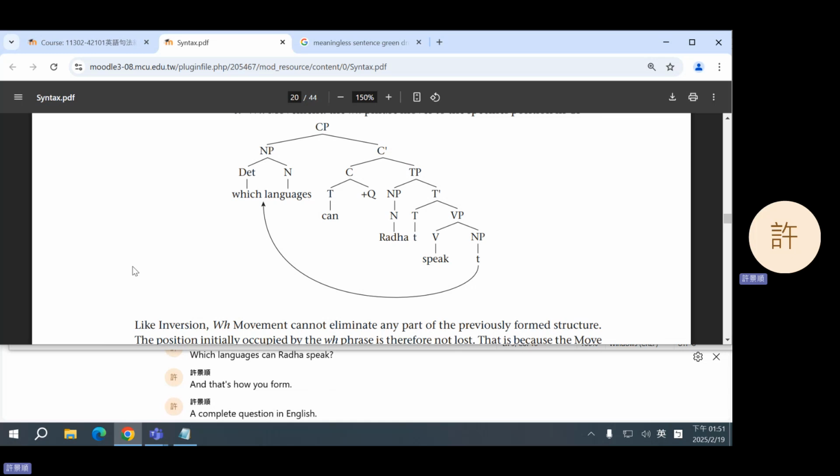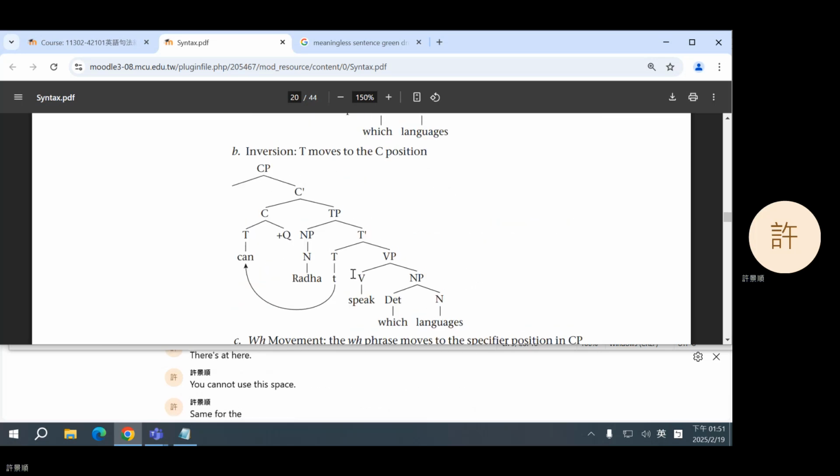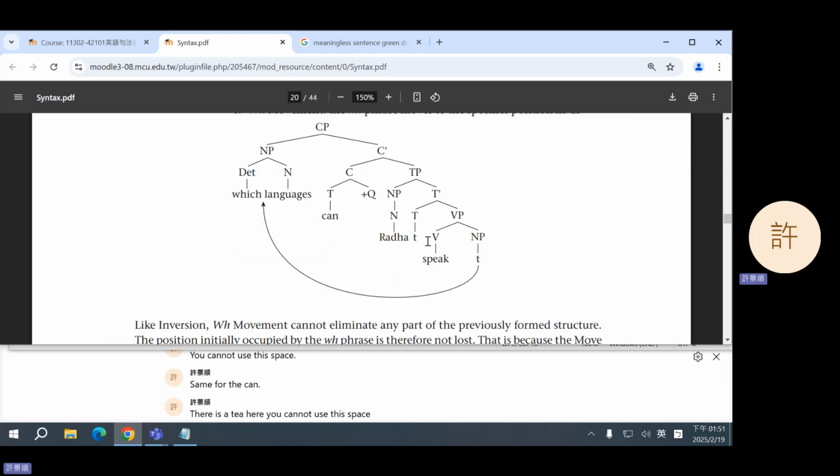This process tells us once you move something, the space is still filled. There's a T here. You cannot use this space. Same for the can. There's a T here. You cannot use this space. Right? It's here. Once you move the can over, there's not an empty space where it originally was. You can't fill it. So when you ask a question, remember to move both parts.